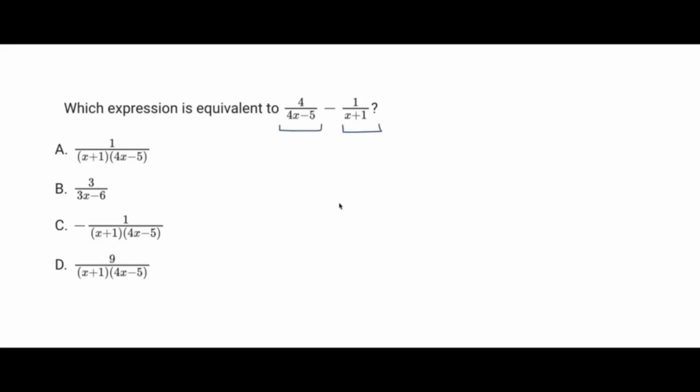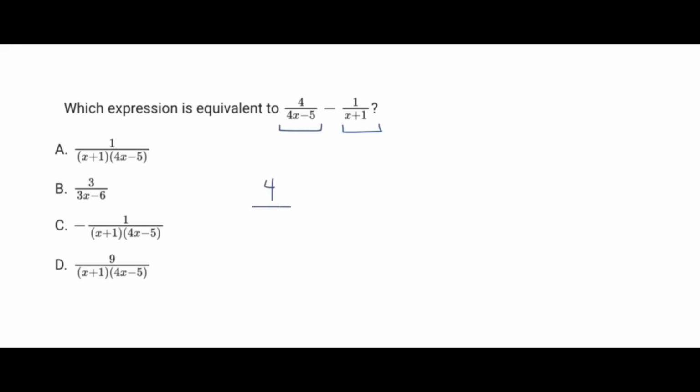So what we can do pretty easily is just find a common multiple between these two terms, and we can do that by multiplying 4x minus 5 by x plus 1, and then vice versa, multiply x plus 1 by 4x minus 5. And by doing that, we also have to do the same thing to the numerator. So let's see how that works.